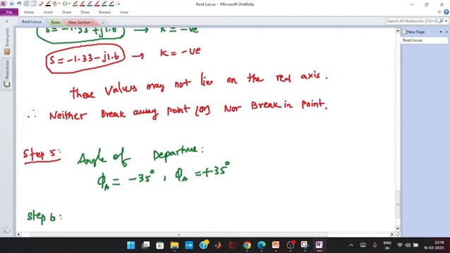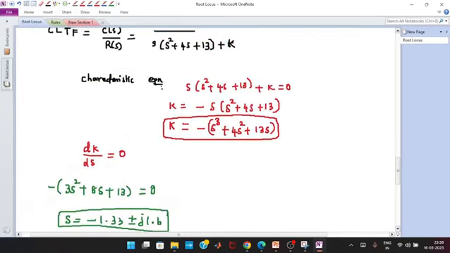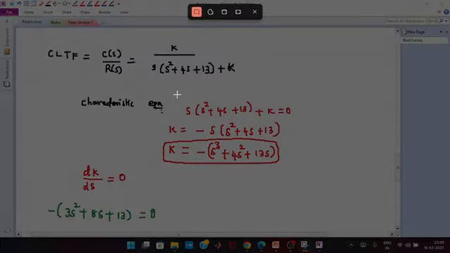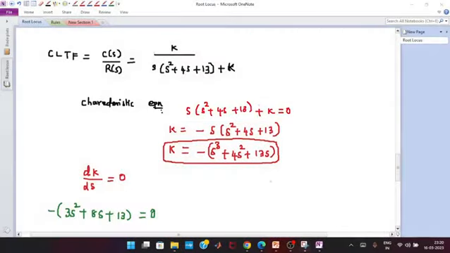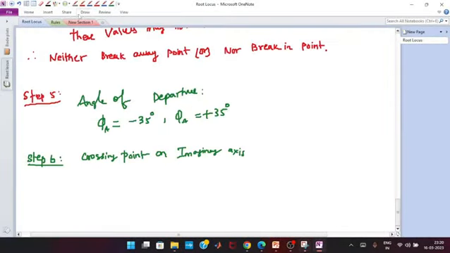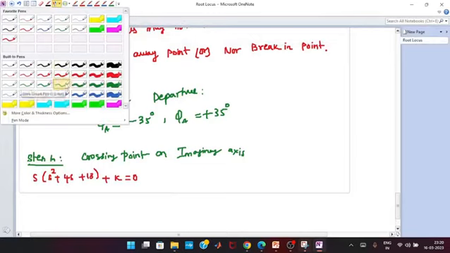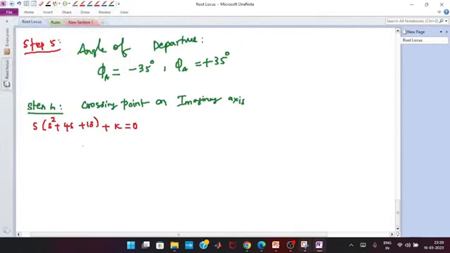So what is step number 6? To find the crossing point on the imaginary axis. For that, we are going to create a Routh table. For the Routh table, you have to consider the characteristic equation. So here the characteristic equation is this one, and that is what I am considering. After this, using the characteristic equation, try to expand it.